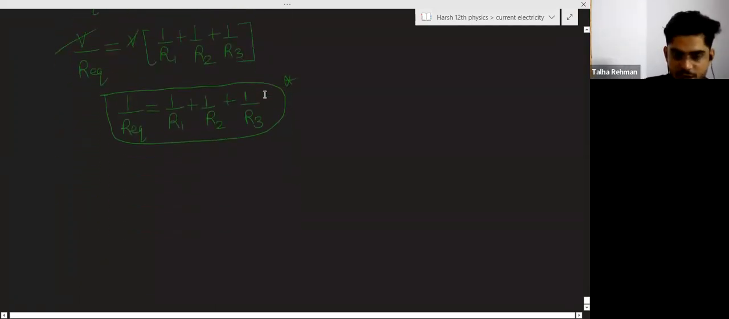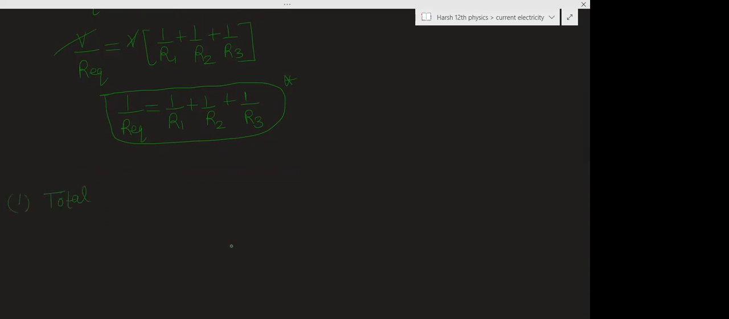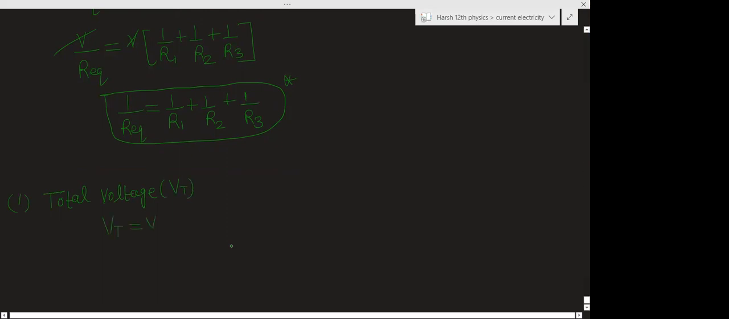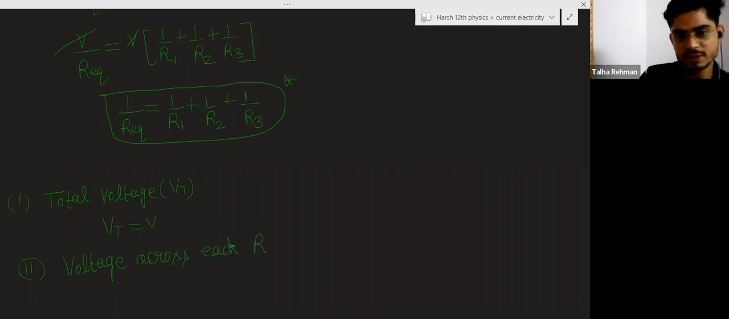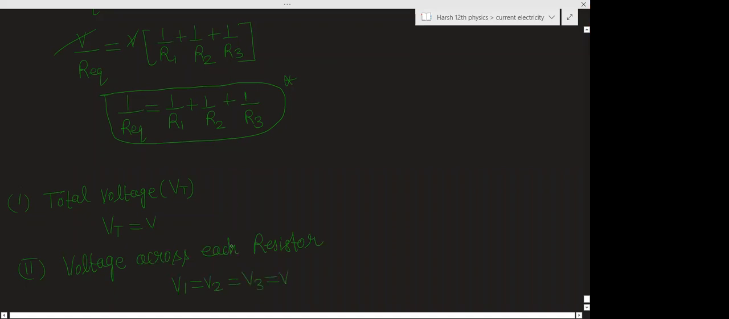So this is the thing, and now we will calculate some things. We will calculate the total voltage first. V suffix T, total voltage is V. And second part, we will calculate voltage across each resistor. When you calculate, V1 is equal to V2, V3 is equal to V, you will get.